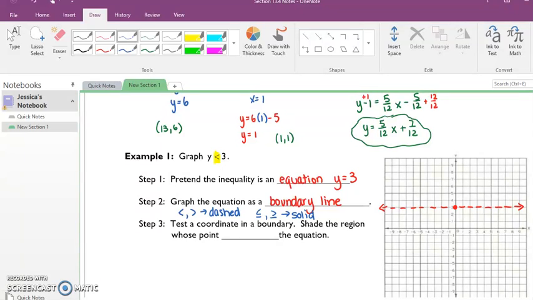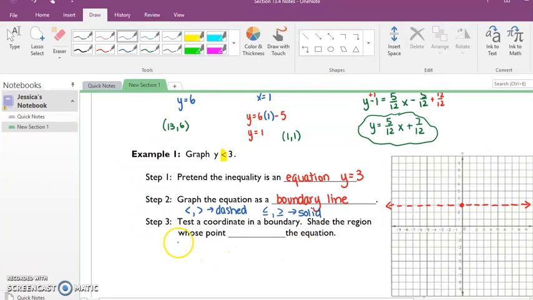Okay, and then last but not least, we have to decide which way to shade. My suggestion for doing that would be to go ahead and test any coordinate on the coordinate plane that isn't on that boundary line. So I would not use anything that's like 2, 3 or anything that's 5, 6. I don't want to use our 5, 3. I don't want to use anything that's on that line because that's not going to determine which way I need to shade. So instead, I'm going to go ahead and test my favorite ordered pair, which is 0, 0.